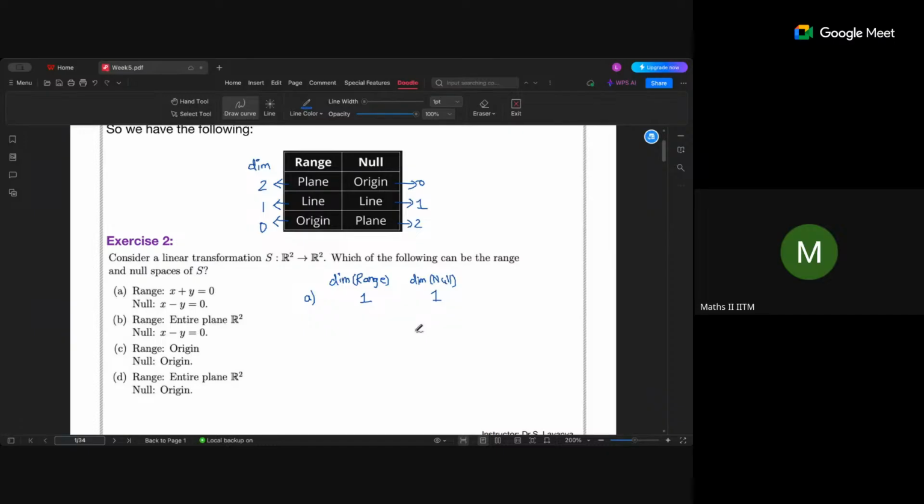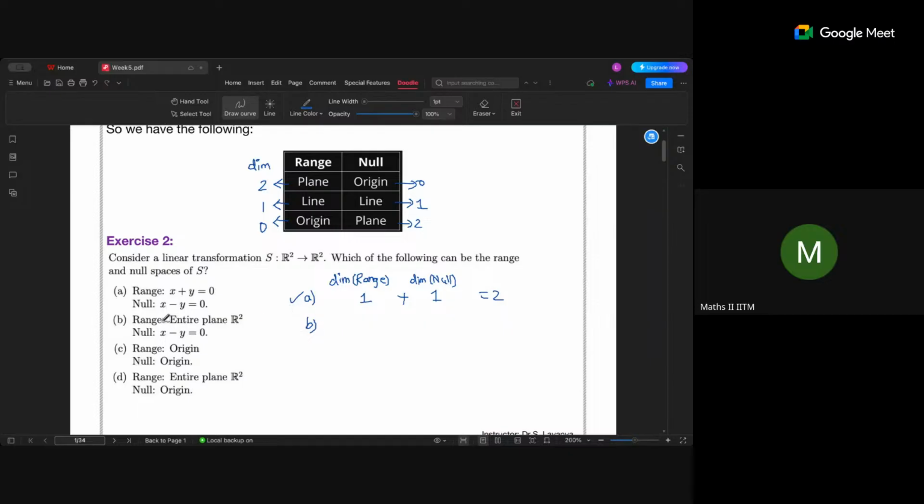Fine. So this is possible or not? Yes or no? So this is possible, right? Because 1 plus 1 is 2, and if this is a line, this can also be a line. So this is possible, right? Okay, this is possible. What about the next one? Because here 1 plus 1 is 2.